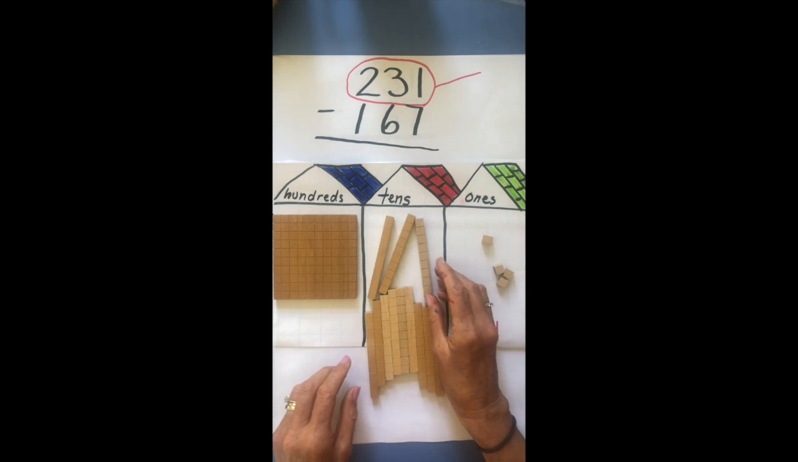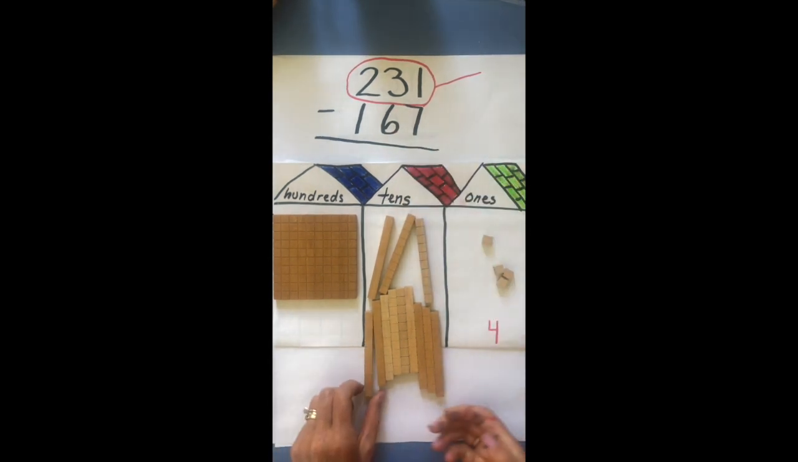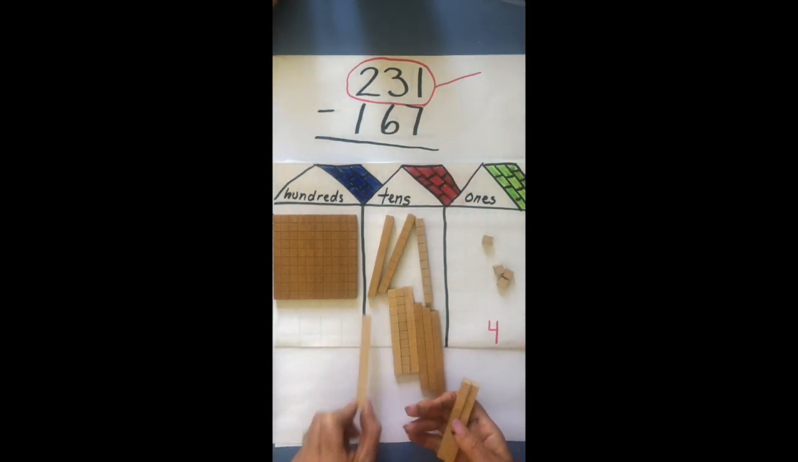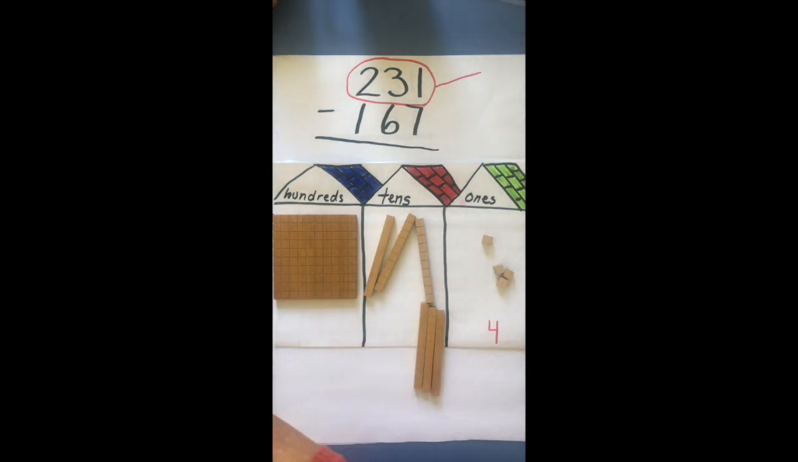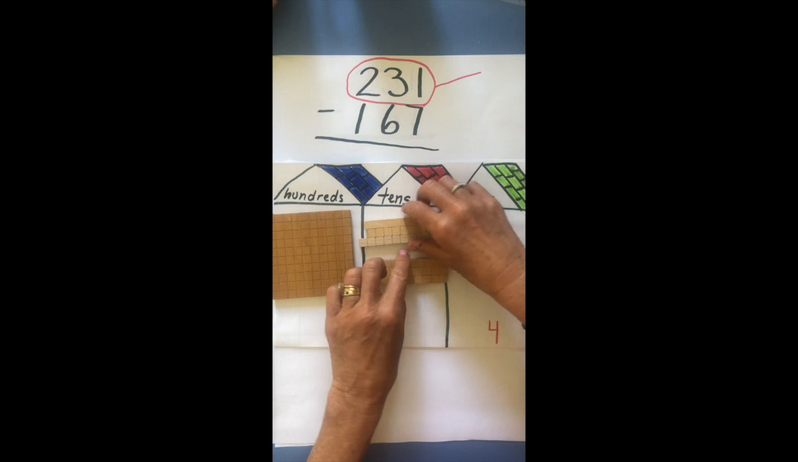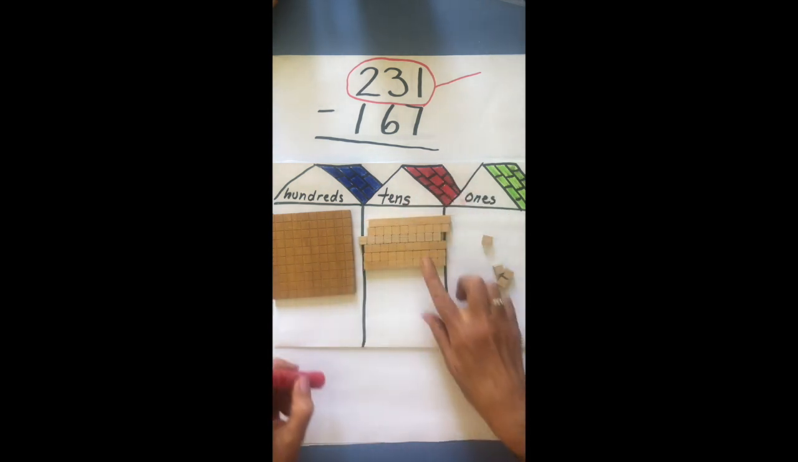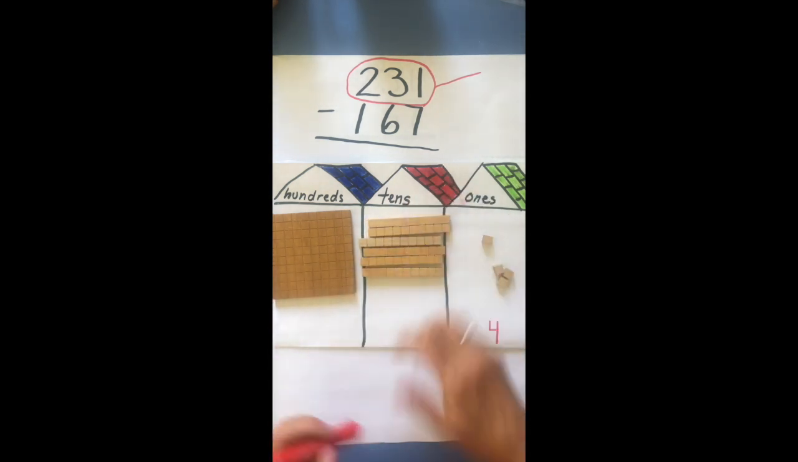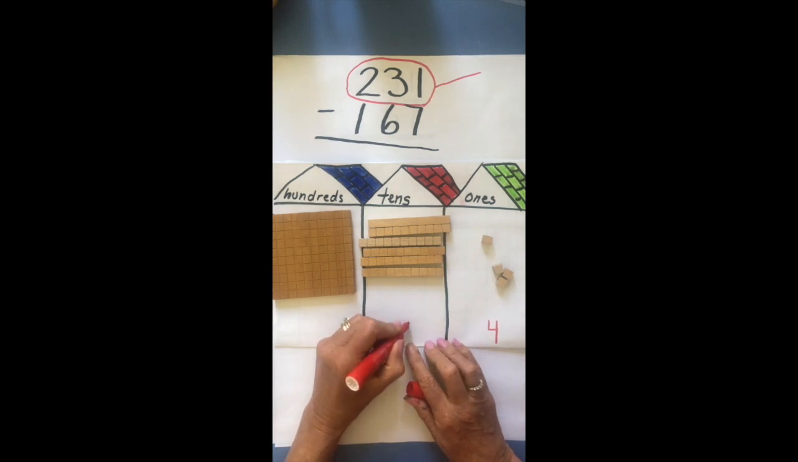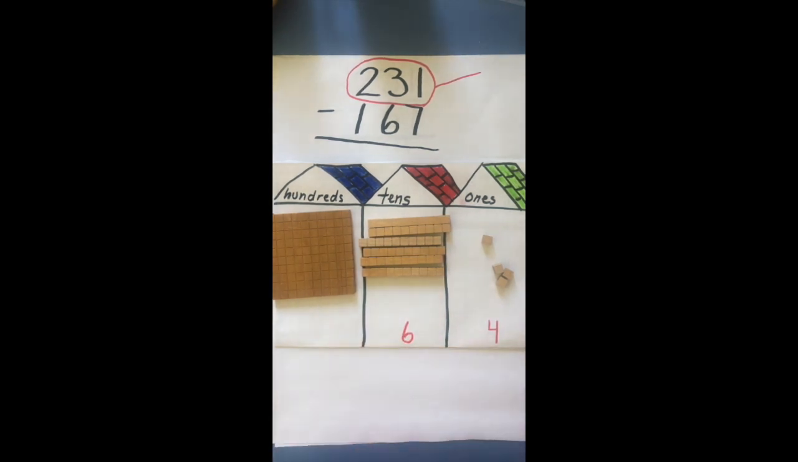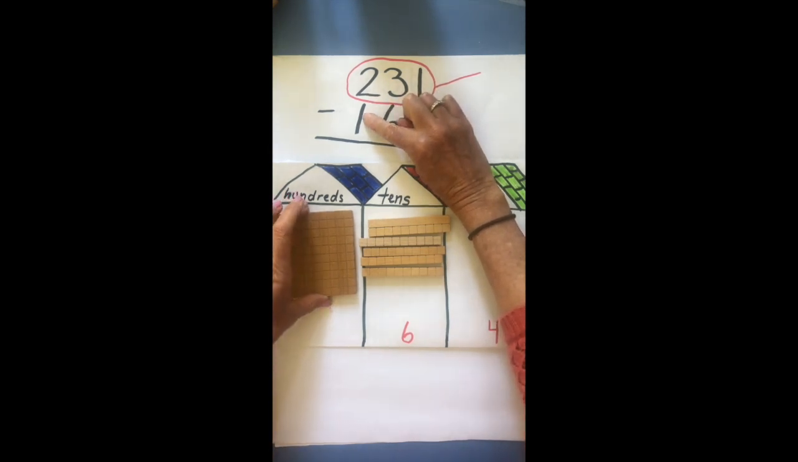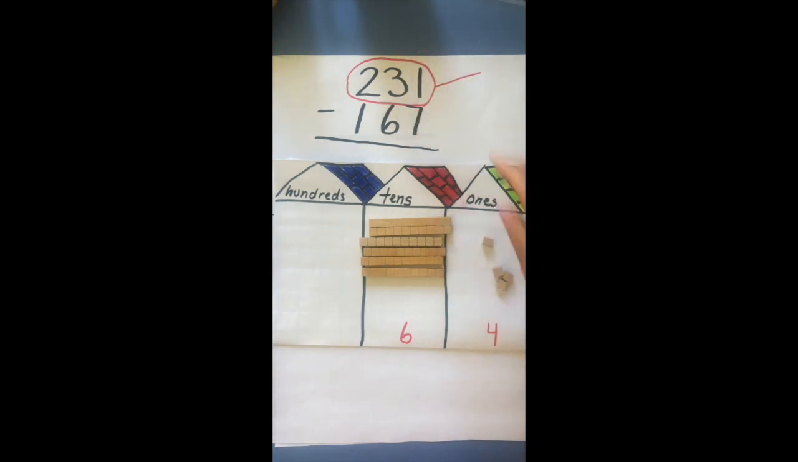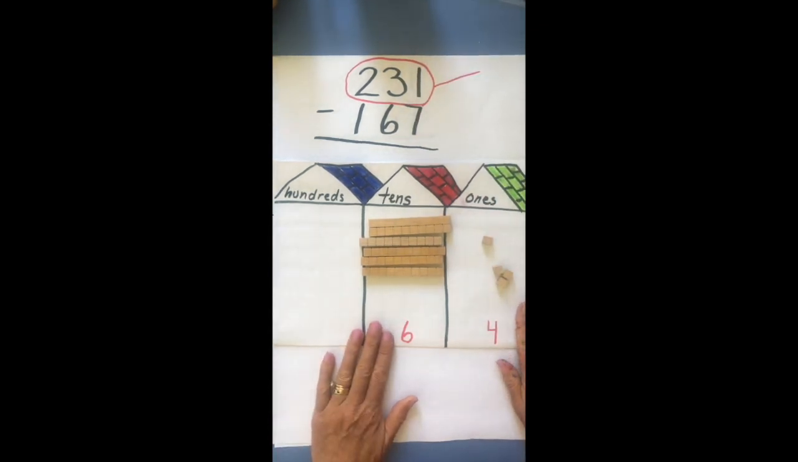Now that I've done that, I can take away 6 tens. So 1, 2, 3, 4, 5, 6. I took those away. And now I'm left with 1, 2, 3, 4, 5, 6 tens. And now it says I have to go to the hundreds house and take away 100. And I take away 100 and I've got my number.